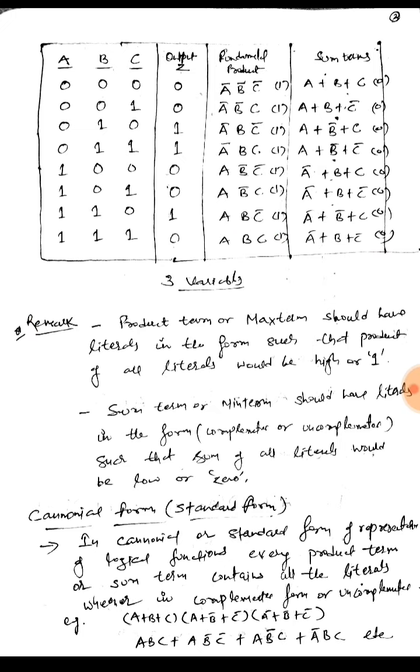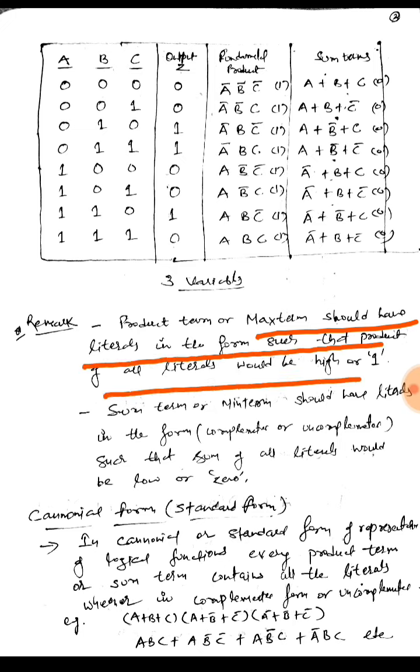So the product term or the max term should have literals in the form such that the product of all literals would be high. This you need to remember. Sum terms or min terms should have literals in the form, complemented or uncomplemented, such that the sum of all literals comes out to be low or 0. Then next is the canonical form.